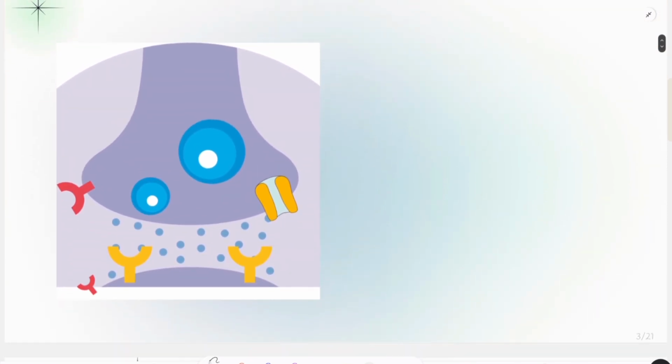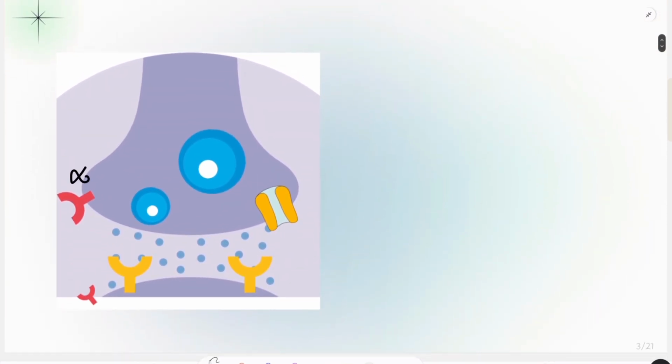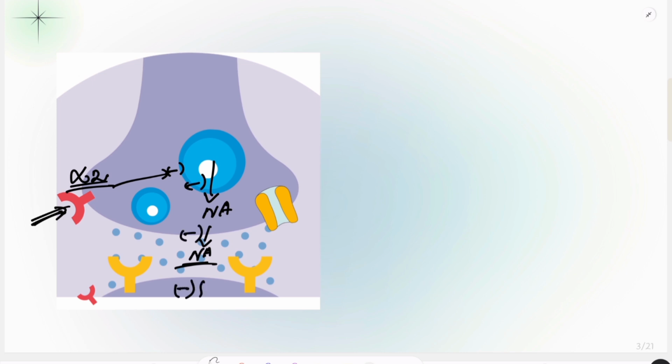Here is a quick recap. In the previous video, we said that this is our alpha 2 receptor, which is presynaptically present and acts as a brake. So, when we push the brake, it inhibits the release of noradrenaline. So, there is less noradrenaline in the synaptic cleft, and as a result, there is less stimulation of the sympathetic nervous system. By pressing the brake, we inhibit the noradrenaline release and the stimulation of the sympathetic nervous system.